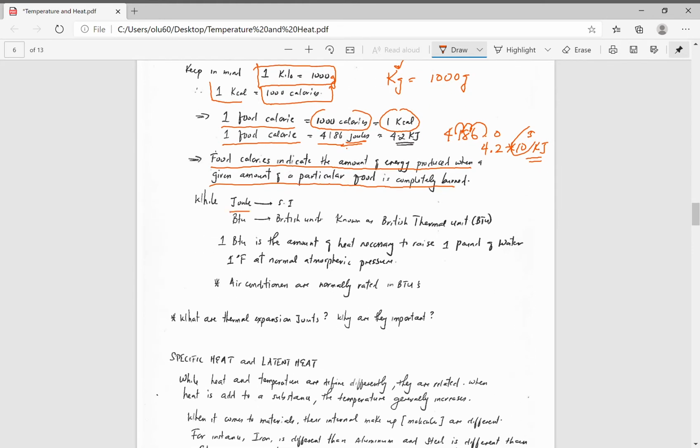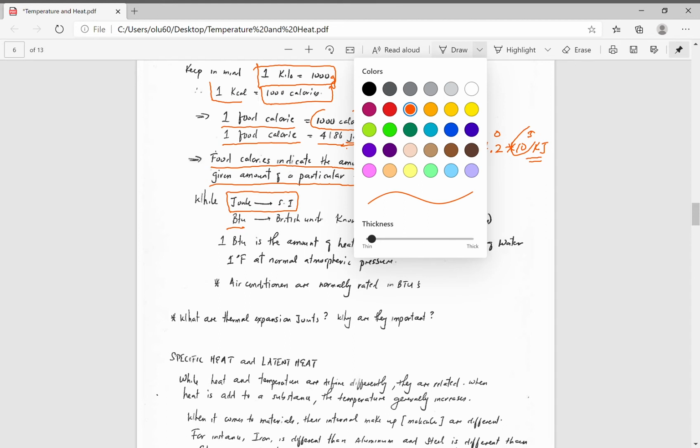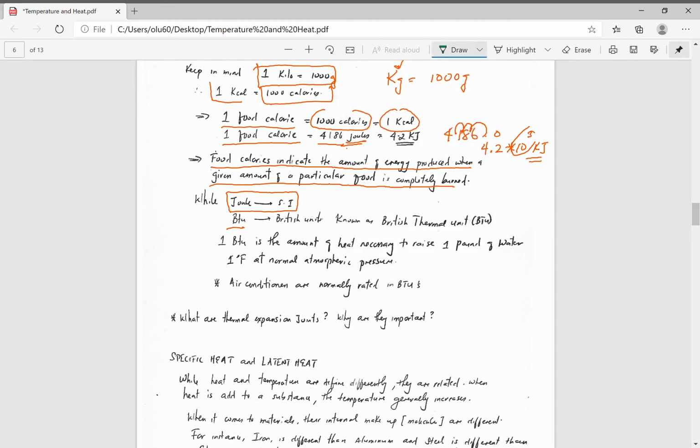So as I said before, joules is the SI unit of heat. Now British thermal units, BTUs, are the actual units for heat from an imperial standpoint. Air conditioning applications typically use a lot of BTUs.